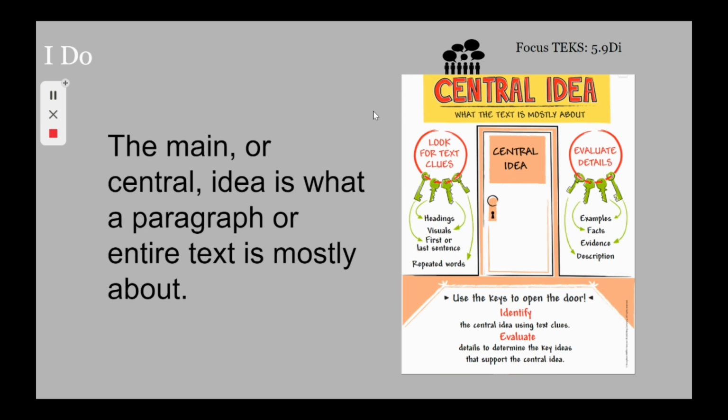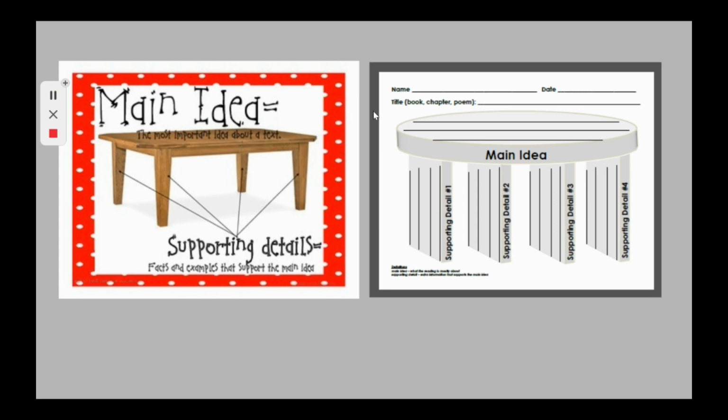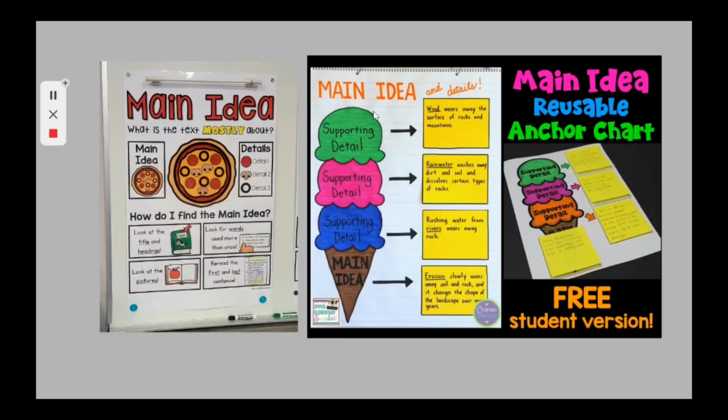You can create any kind of anchor chart that you want. Graphic organizers are excellent for teaching main idea so they can see it. You can use this one that has the table. What will happen if a table is missing one part? The table will fall. So we have to make sure that we get the main idea correctly and the details correctly for the table to stand. You can also use a pizza. Some teachers use the pizza model, where the main idea is basically the pizza itself and the details are the different toppings. Or you can use the ice cream cone one.